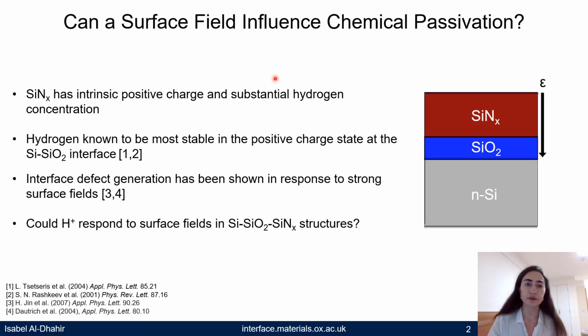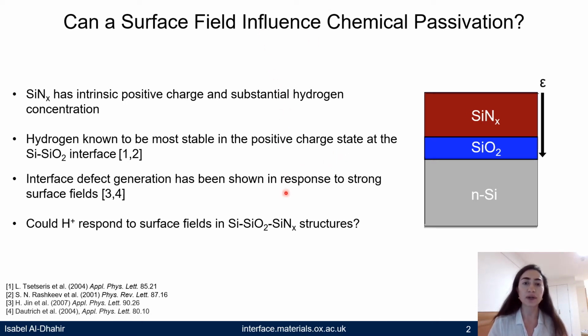So this brings us on to the question at hand: can a surface field influence chemical passivation? In this work, we are using an industrially prevalent dielectric stack of silicon oxide and silicon nitride upon N-type silicon. Silicon nitride is very well known to possess a relatively high intrinsic positive charge, as well as a substantial hydrogen concentration, which is introduced during deposition and which is reported to be most stable in the positive charge state at the silicon oxide interface.